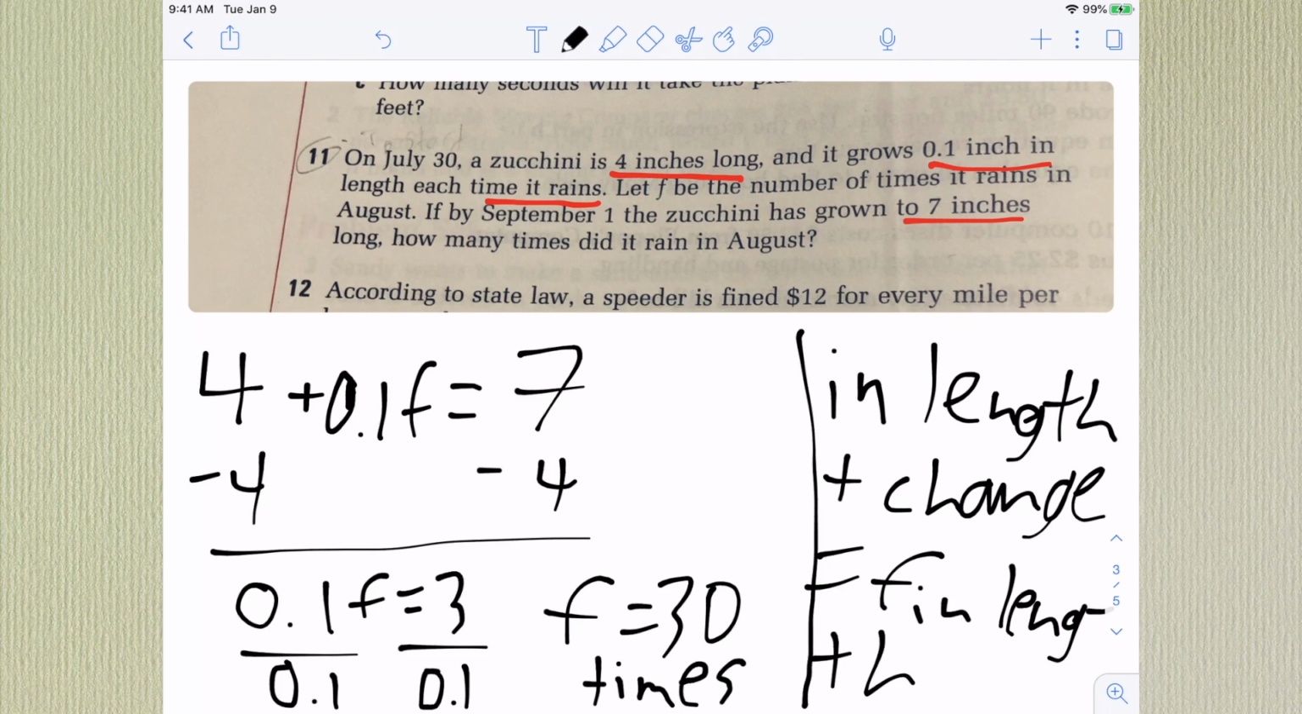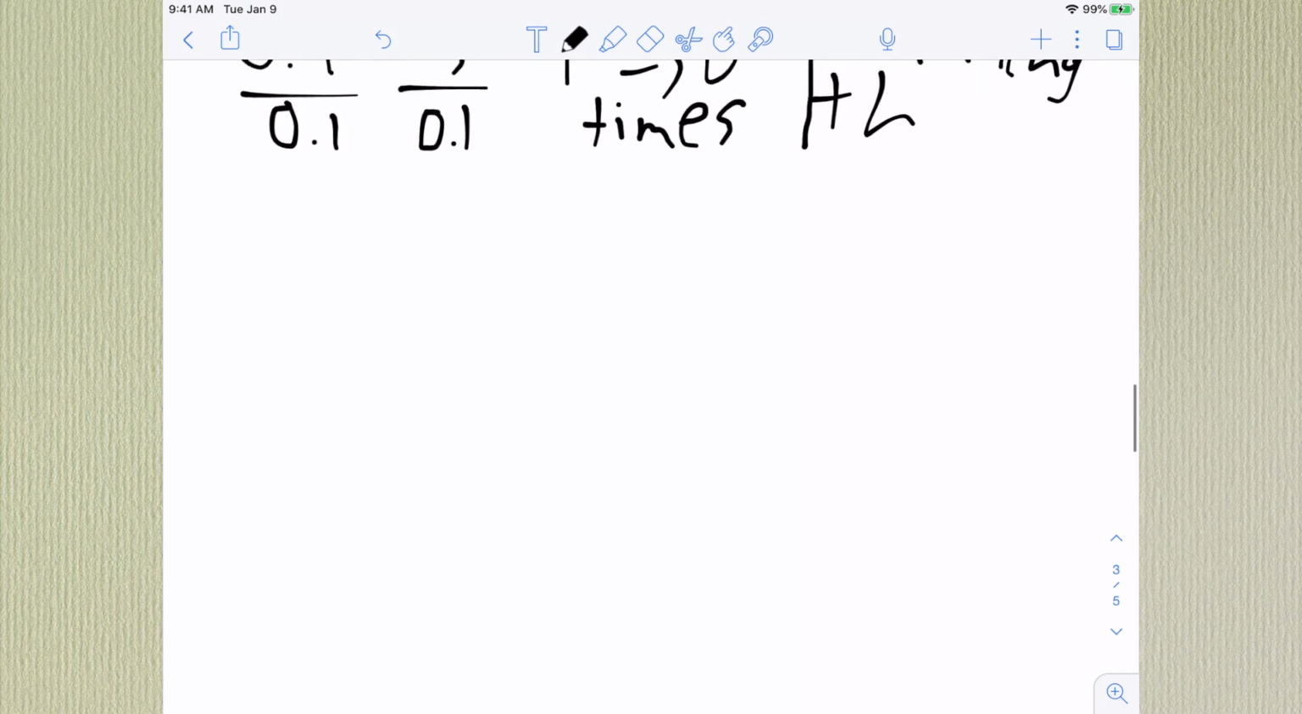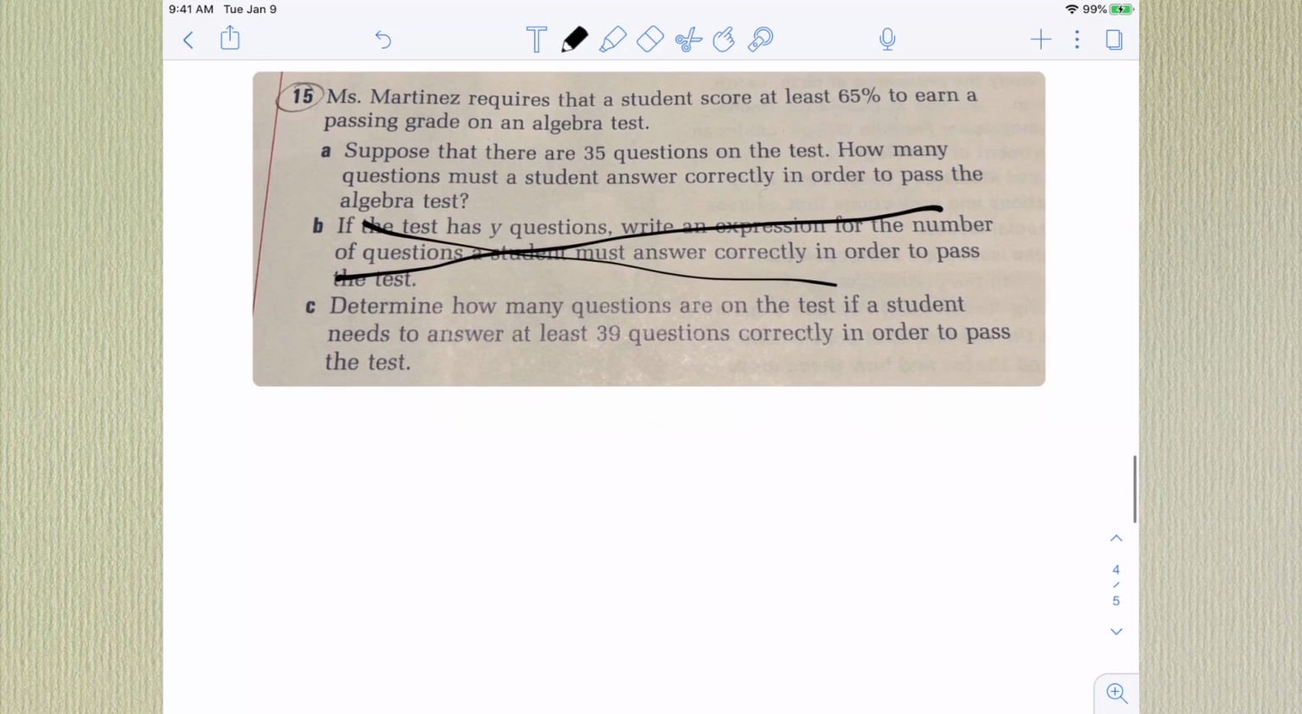There, that's how many times it rains. So now we're going to go on to a different problem that employs a slightly different strategy.